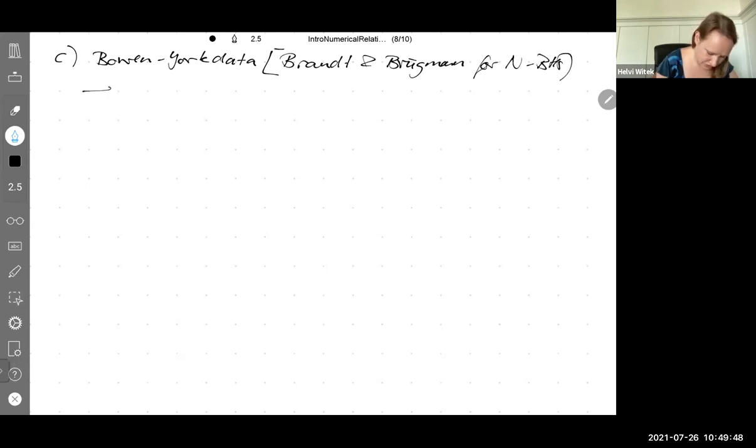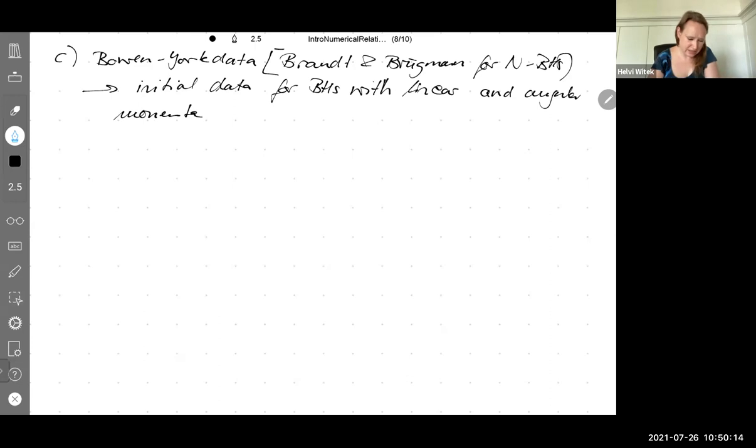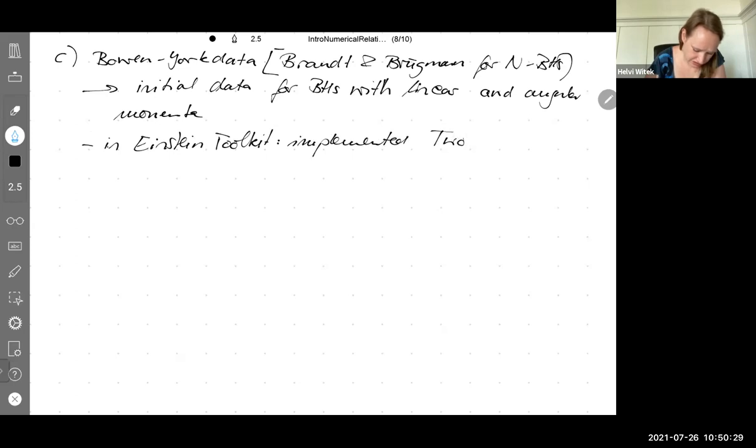Yeah, and this gives you initial data for black holes with linear and/or angular momenta. And again, I'm not going to go into the details here, but in the Einstein Toolkit, this type of data is implemented in the TwoPunctures thorn, where you can just use it to set up initial conditions for binaries on quasi-circular orbits.